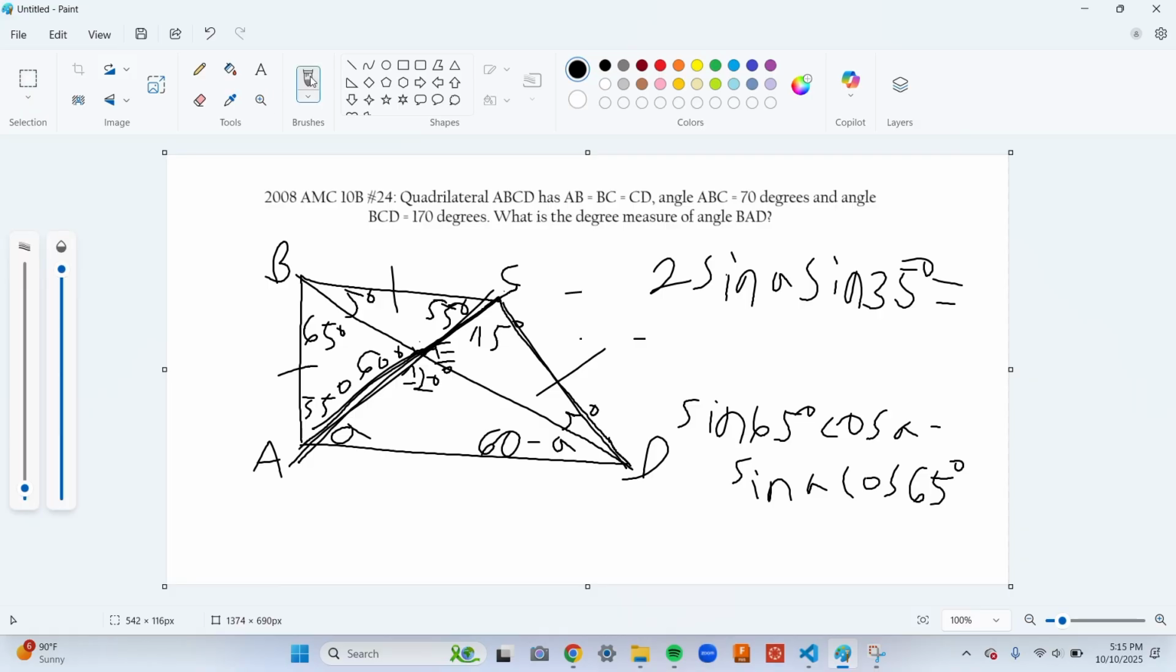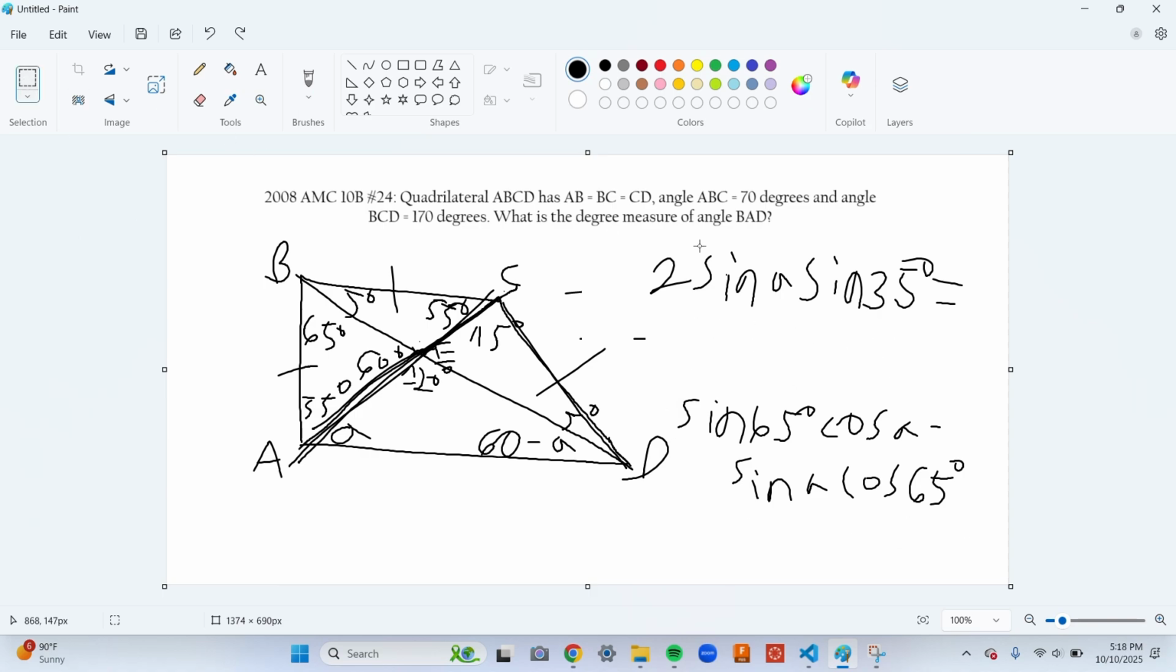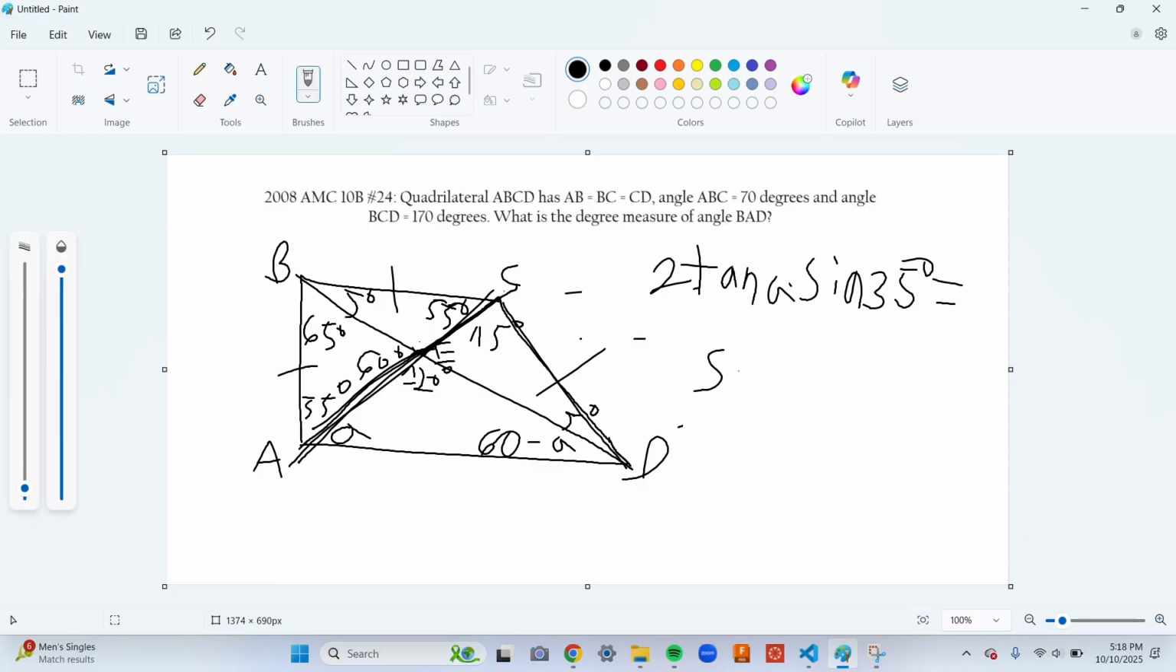If I divide both sides by cosine alpha, sine alpha over cosine alpha gives me tan alpha. So we get 2 tan alpha sine 35 degrees. The cosines here are going to cancel, so this just becomes sine 65 degrees minus tan alpha cosine 65 degrees.